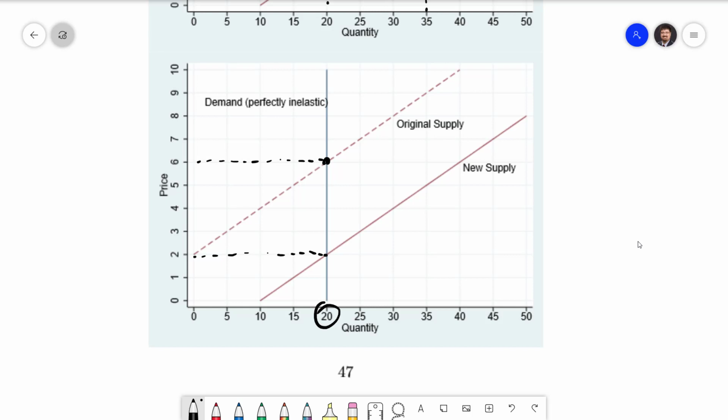So what does this tell us? When the curve that is not shifting is relatively elastic, the quantity changes a lot, the price doesn't change so much. When the curve that is not shifting is quite inelastic, the price will change a lot, the quantity won't change so much. And that is where we will leave it for elasticity.